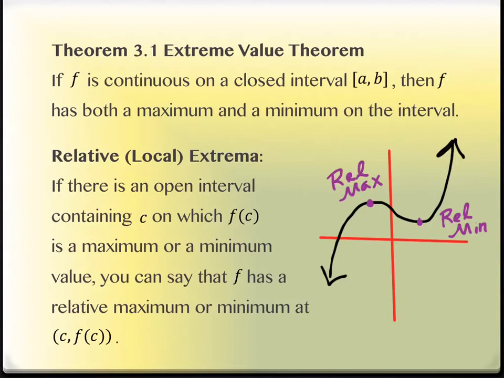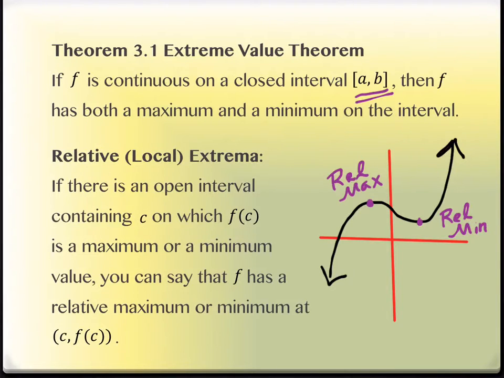Now, it's not the biggest value on the graph. It's not the smallest value on the whole graph. In fact, this graph doesn't even have one, does it? It doesn't. And the reason that's okay is because it's not on a closed interval. See, this theorem above says that I should have one of these things. But that's actually true only if it's on a closed interval. If I don't have a closed interval, I may or may not have an absolute maximum and absolute minimum. But there are these locations where I have relative maximums and relative minimums.